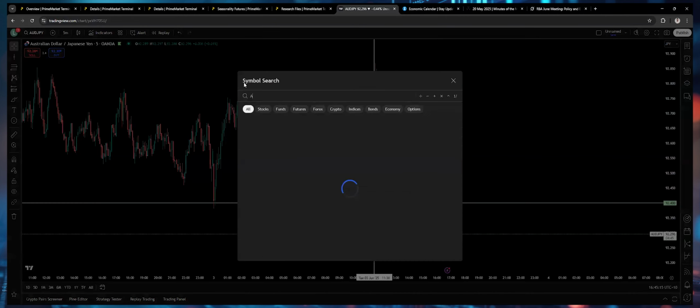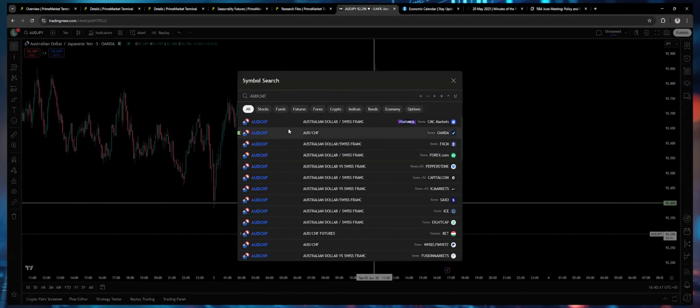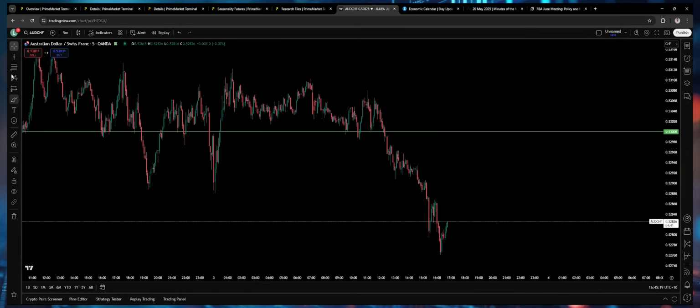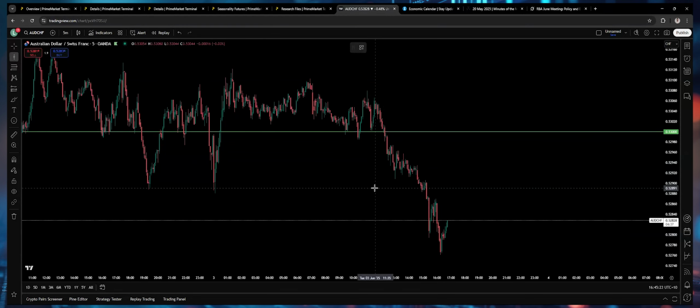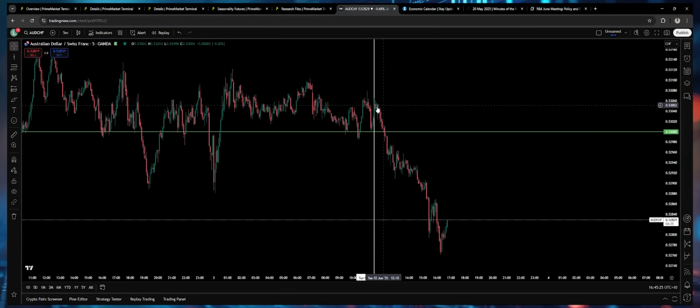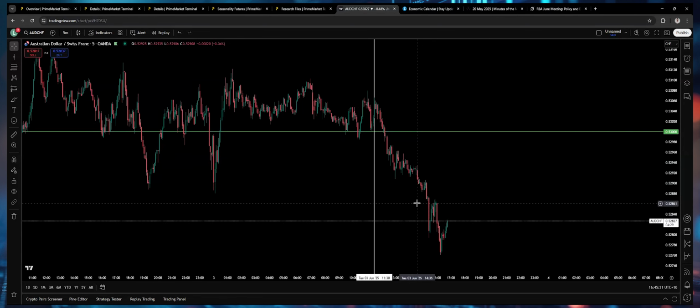What else? Aussie CHF. Short Australian against the CHF. 11:30 was here. Okay, so again here. I'm just saying there were plenty of moves that you could have done. And that's what I mean by trading smart.